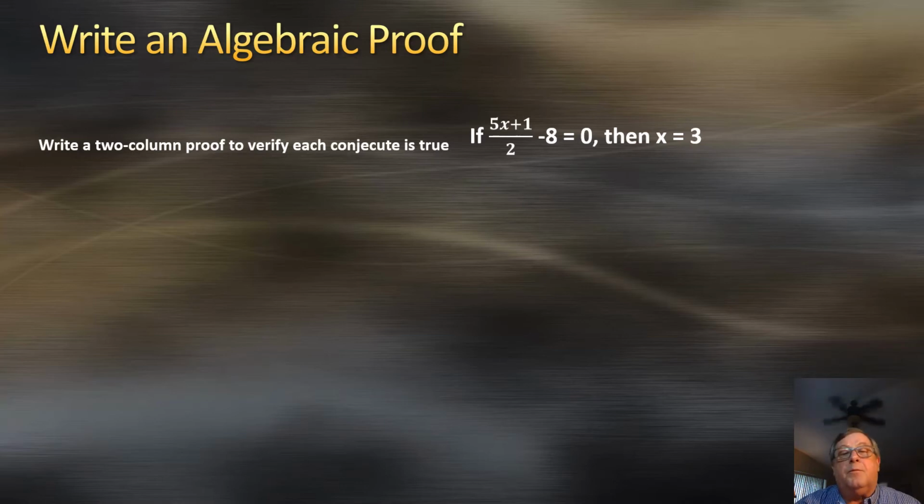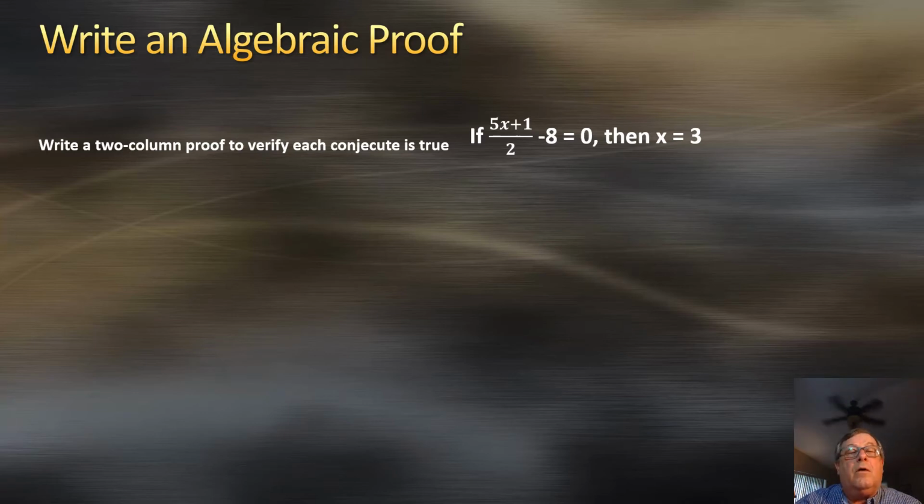And I like the two-column proof better, to be honest with you, than the paragraph proof quite a bit. So we're going to have two columns, a left and right. We'll have our statements and our reasons. Now remember, we're using deductive reasoning. Our reasons are things like definitions and rules and facts and properties and theorems and postulates and things such as that.